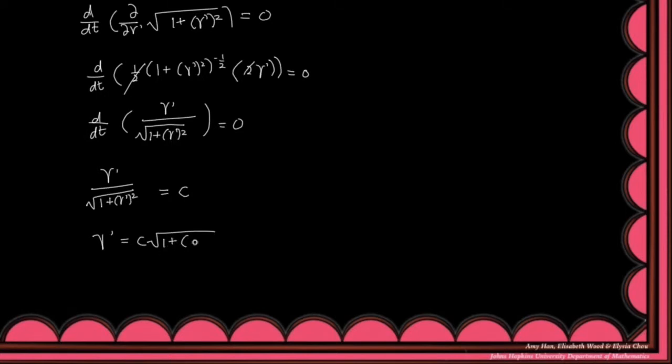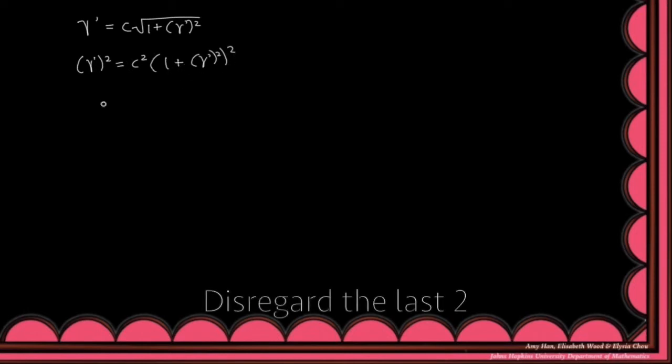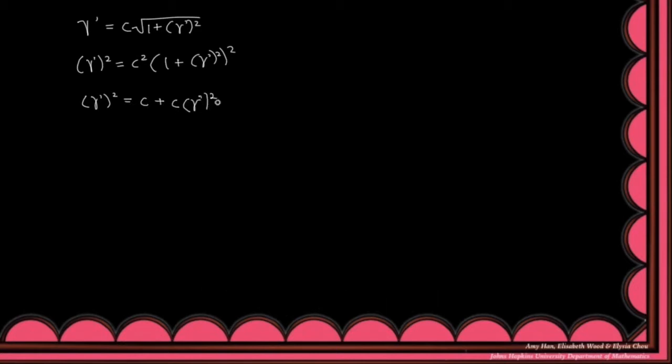So after algebraic manipulation, you're left with this. Okay, so squaring both sides, since the right side is a constant, we can eliminate that root. And that just leaves us with c squared, and a constant squared is just another constant. Distributing that constant, we get the following. Okay, so since the square root of any constant just gives you another constant, gamma prime is equal to a constant.